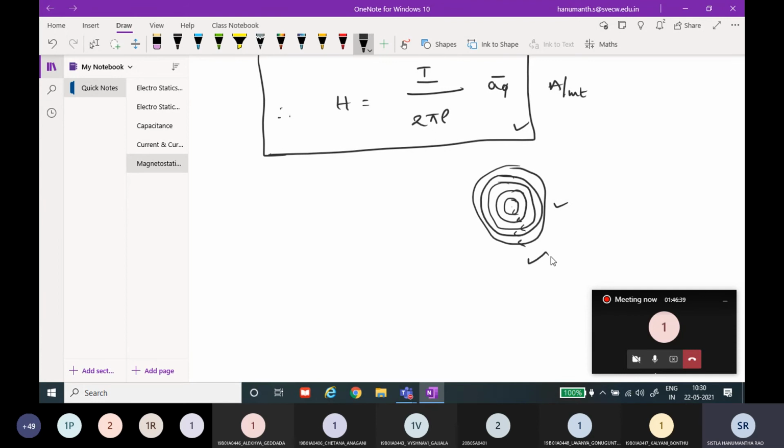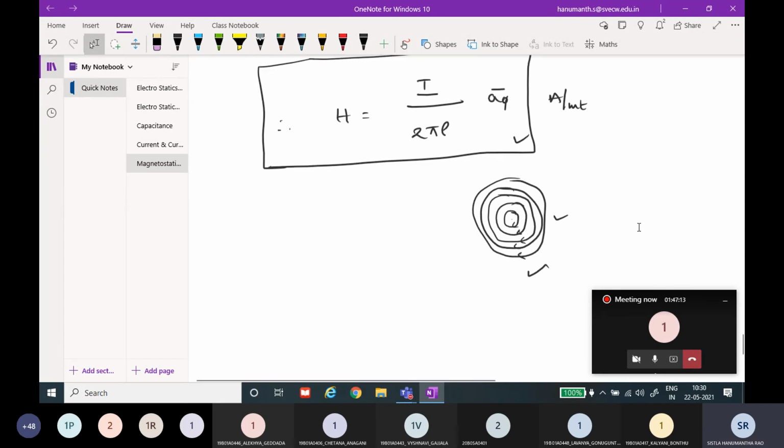Okay, now within brackets you can represent one more thing also: and it follows the right hand thumb rule. You have represented that right hand thumb rule in the above. Okay, do you understand? This is the case.